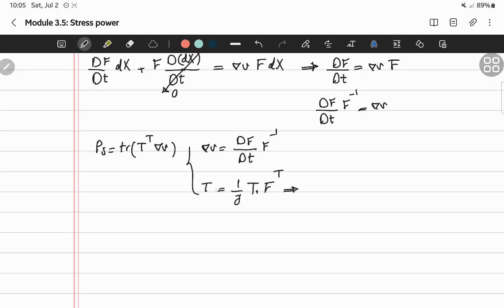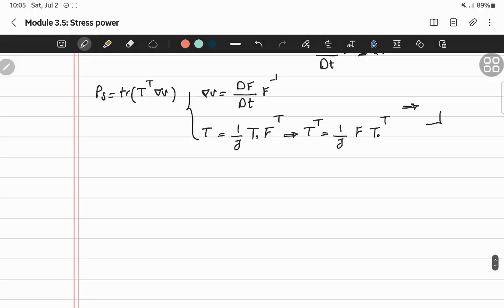Therefore, this is T, of course. So T transpose is 1 over J. So this actually remains intact. So we have F transpose, then we have T0 transpose, and this is F T transpose, so it becomes F, and then we have T0 transpose. So from here, PS is equal to 1 over J, so this constant we can take it out. The trace of, then we have F T0 transpose df dt F inverse.